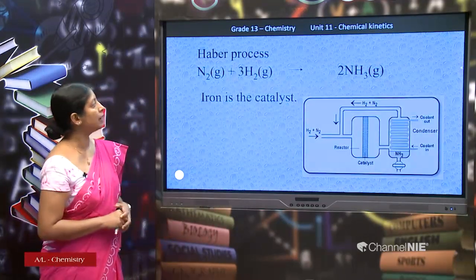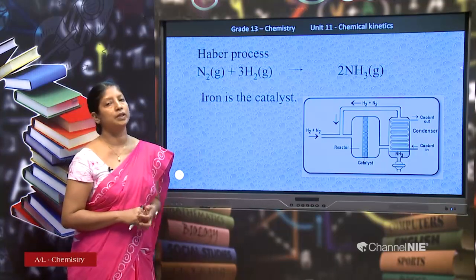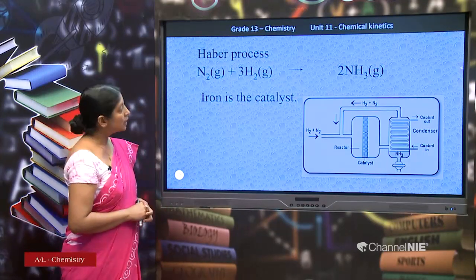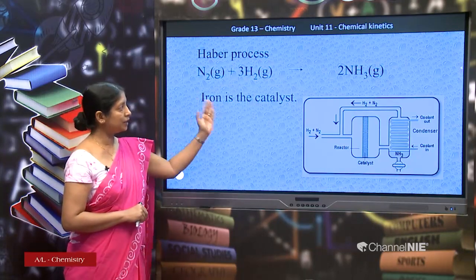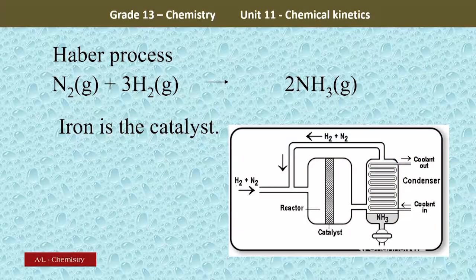One simple example, again a well known equation in our syllabus, the chemical reaction in the Haber process. Here the reaction is a gas phase one, reactants as well as products are gases, and iron metal is used as the catalyst, which is a solid.